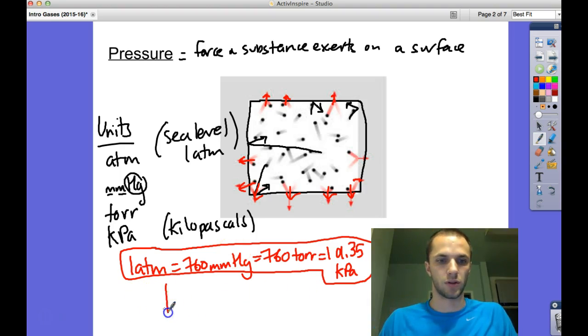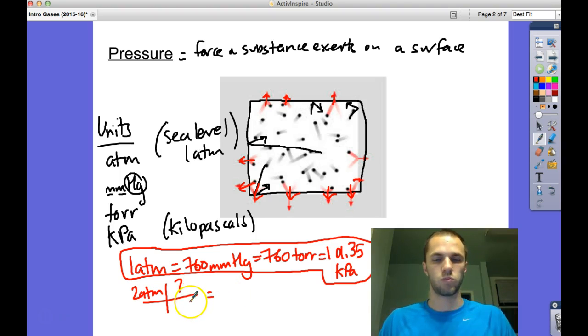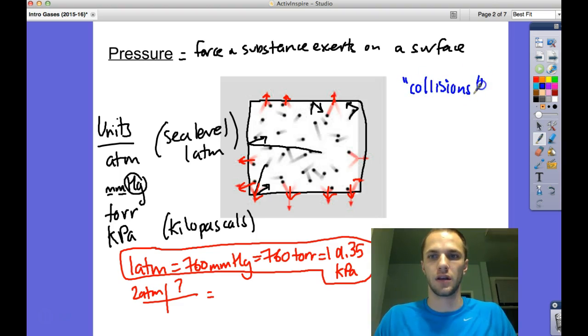Just doing a simple train track, if you were given 2 ATM and asked to convert to something else, how to do that. We'll need to be able to do that for a bunch of different problems. The main conceptual thing to walk away with about pressure is this buzzword, collisions. Collisions are directly related to pressure.